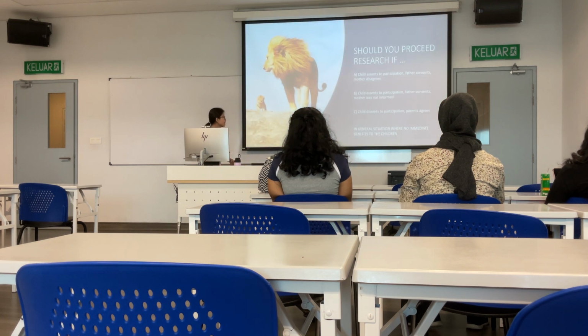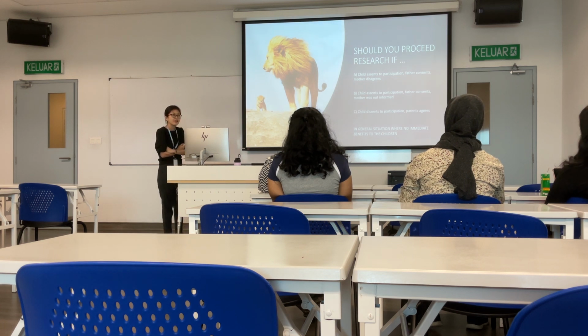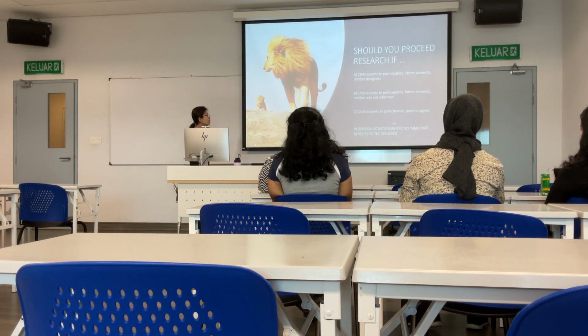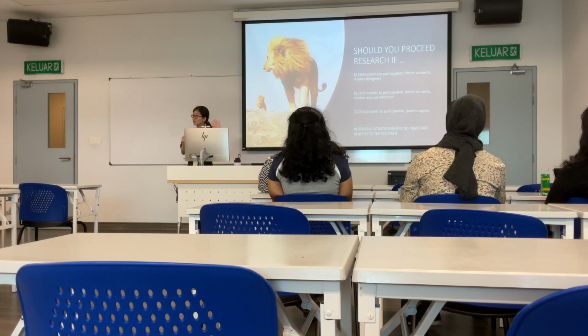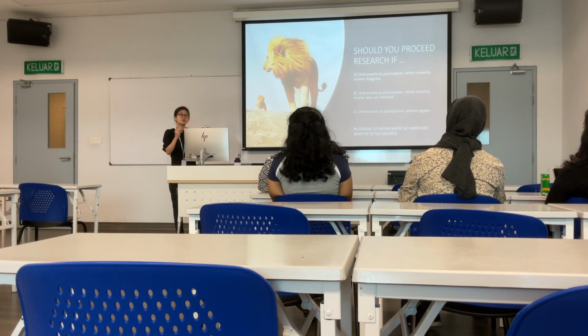So we have some situations here. Should you proceed with your research if: A, the child assents to participate, but the father consents and the mother disagrees. In this situation, can you proceed, if there is no immediate benefit to the children? Yes or no? Proceed, or not proceed? You can proceed in this case because, as I mentioned, you need only one parent to consent. You do not need to get both. Either one parent can give the consent.